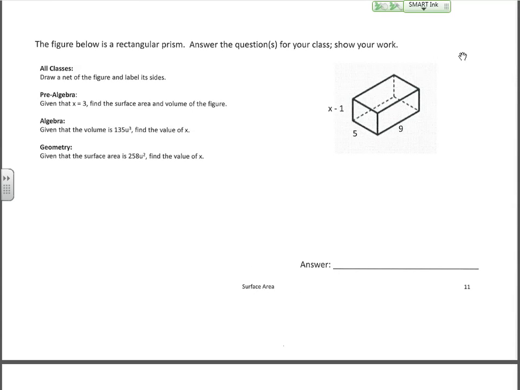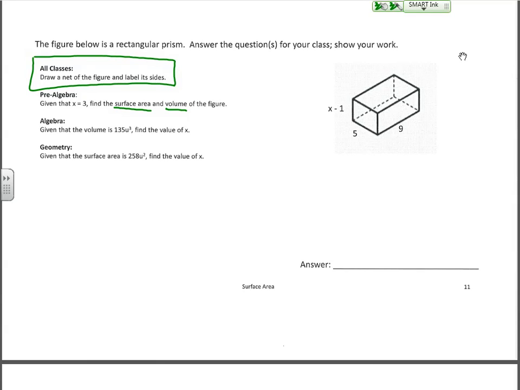First of all, you need to draw a net of the figure and label its sides. And then for pre-algebra, given that x is 3, find the surface area and the volume of the figure. So there are 2 answers that I'm looking for here, surface area and volume.